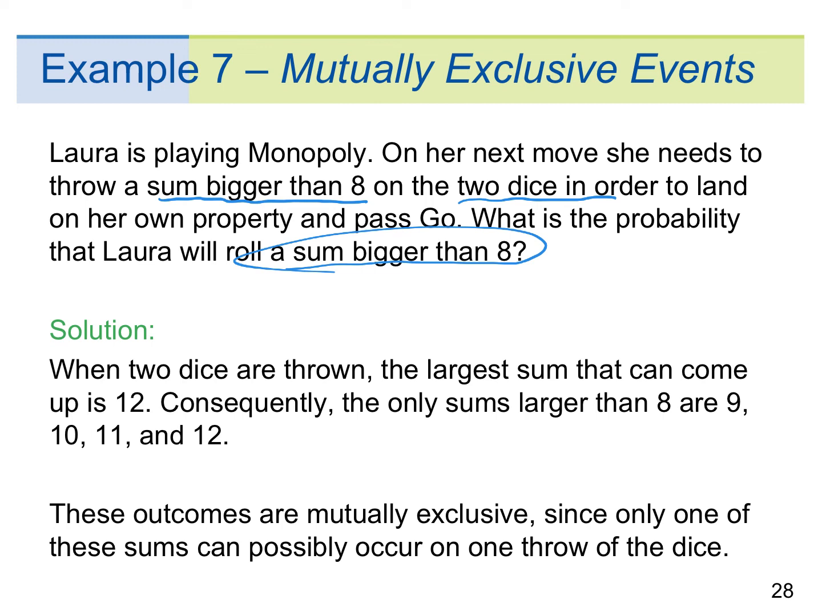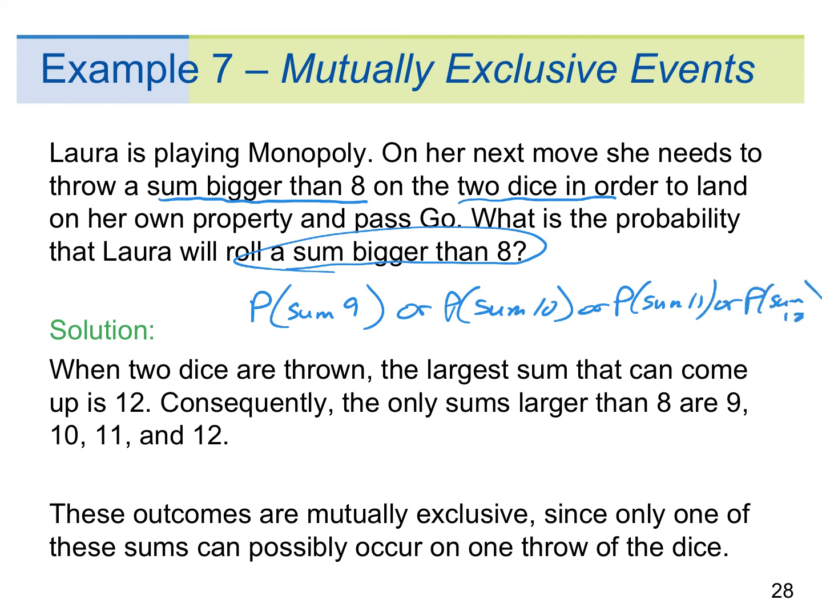So this is actually broken down by you. What does bigger than 8 mean? Well, it means the probability of rolling a sum of what? 9. What's my connector? Or the probability of sum of what? 10. Or probability of sum of what? And finally, or probability sum of 12. So within those one set of words, bigger than 8, we have a problem. It's this or this or this or. You have to be able to see that.